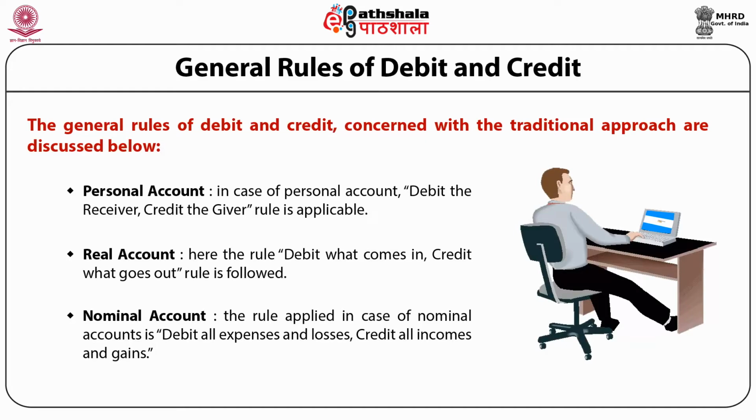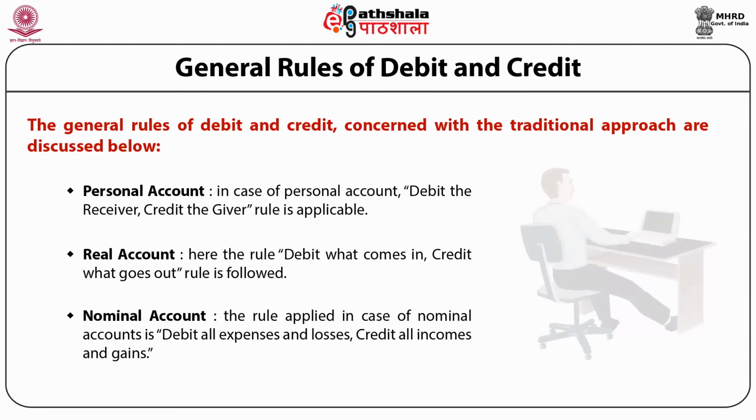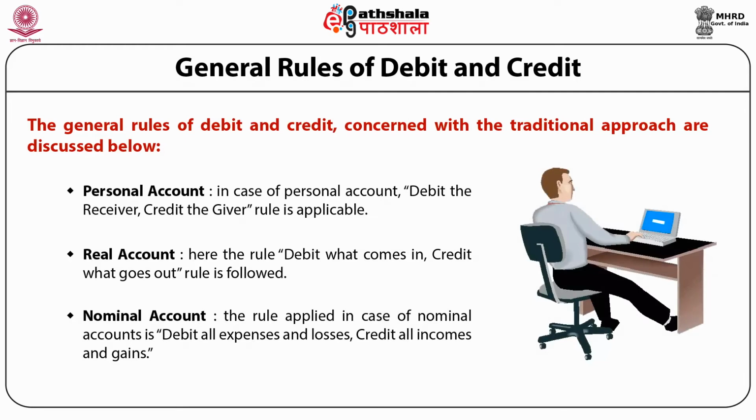In case of real account, debit what comes in, credit what goes out. In case of personal account, debit the receiver, credit the giver. In case of nominal account, debit all expenses and losses, credit all incomes and gains. Now let us discuss some examples.